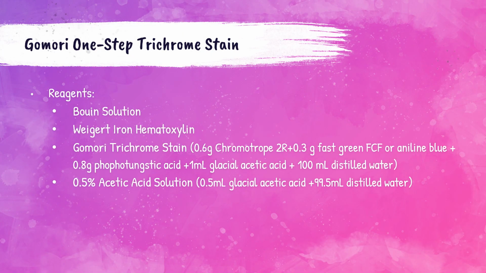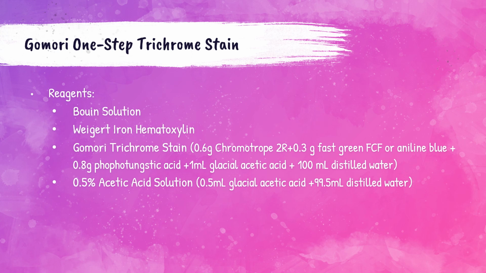The reagents needed for the Gomori one-step trichrome stain are Bouin solution and Weigert iron hematoxylin, both of which we have previously discussed within our histopathology lectures on how to prepare. Gomori trichrome stain is also needed.